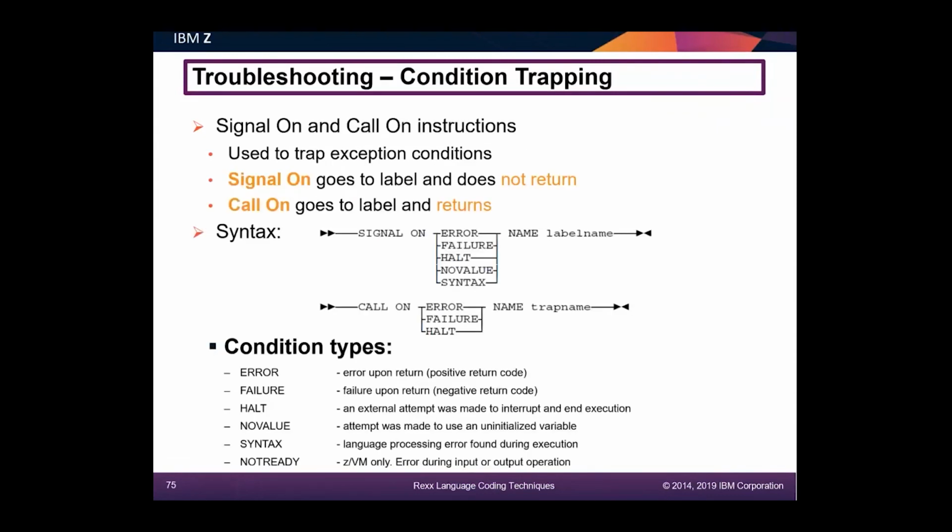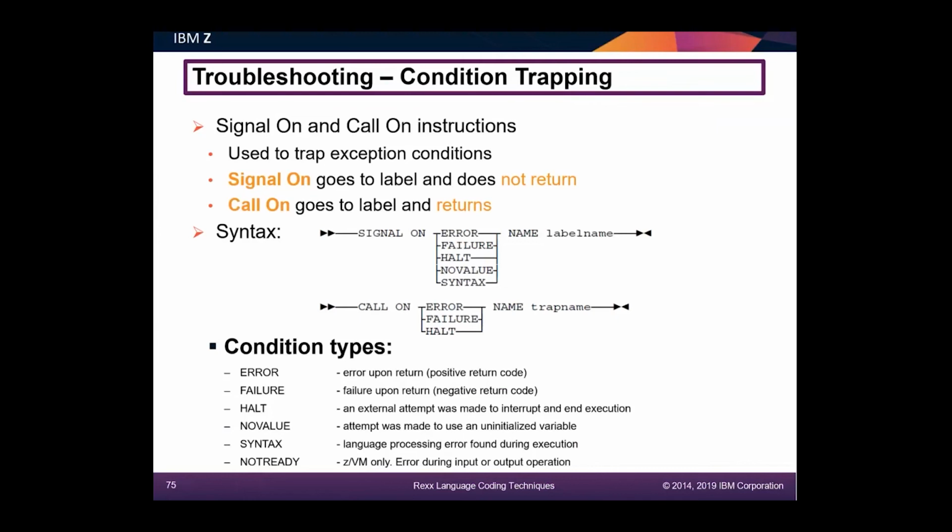Okay, so let's spend a few minutes on troubleshooting here. You should never learn a new language without knowing how to troubleshoot the language. So first, there's a couple of instructions in Rexx that we can use to sort of trap exception conditions. This is a way for you to say, if I have some kind of a major issue in my Rexx program, and we'll talk about what the conditions are below, I can just exit the program or exit to another routine, and either return or not return to my original calling program.